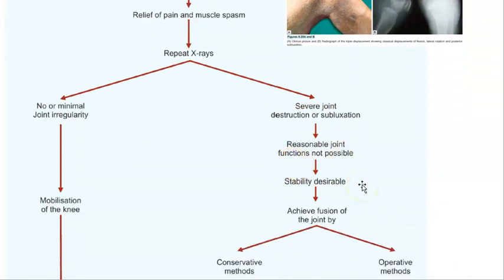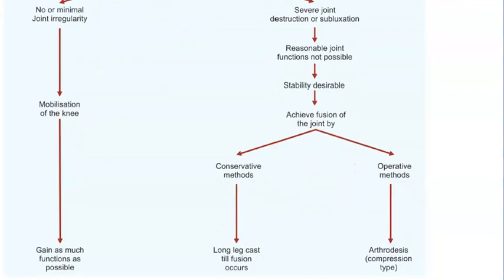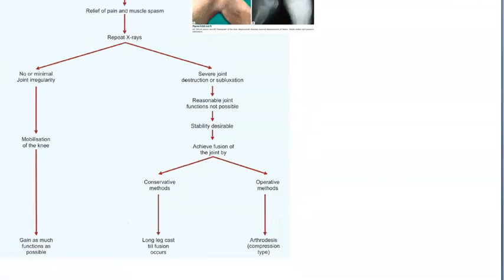You will try to fuse the joint, right? So you will do a long leg cast till fusion occurs, or you will do arthrodesis. Okay, the compression type. What was that name? Charnley's compression. Okay. So this is the treatment for tuberculosis knee.